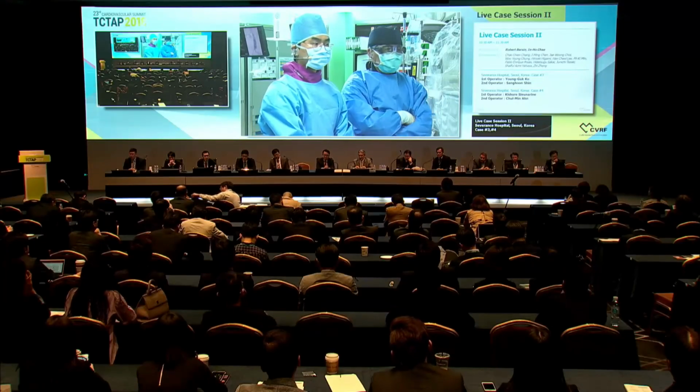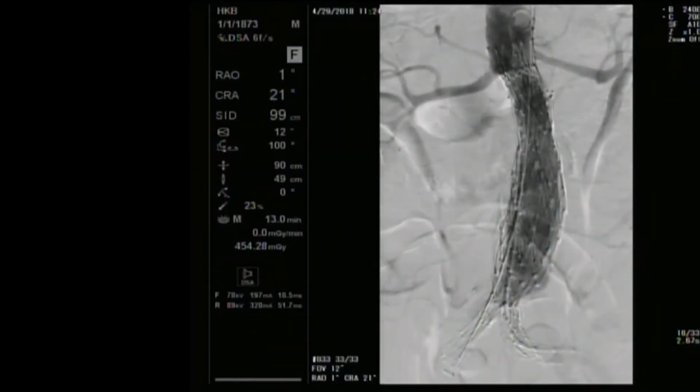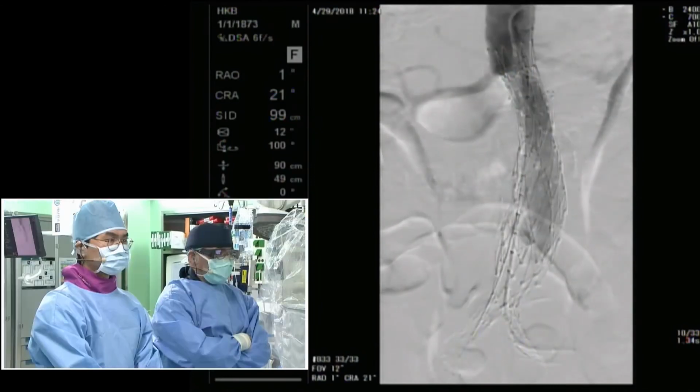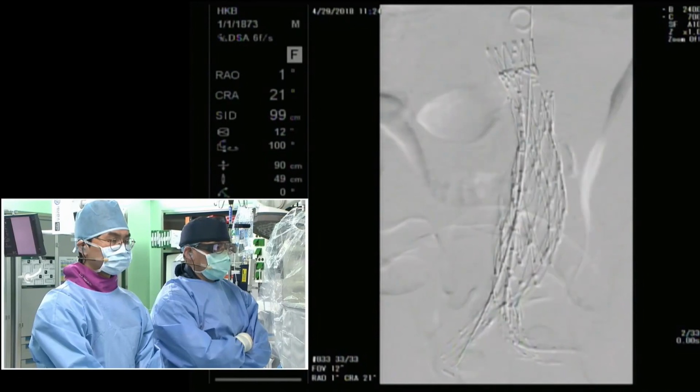Now we're going to go back to the aortic theater to see how we turned out there. Okay. Dr. Go? You're back. Okay, can you see us? Yes. Okay, so we have the final result. So please look at the angiogram. So what do you think? I think it's a beautiful, great result. Yes, I think so.